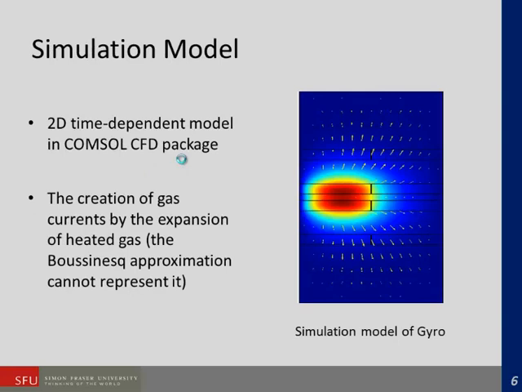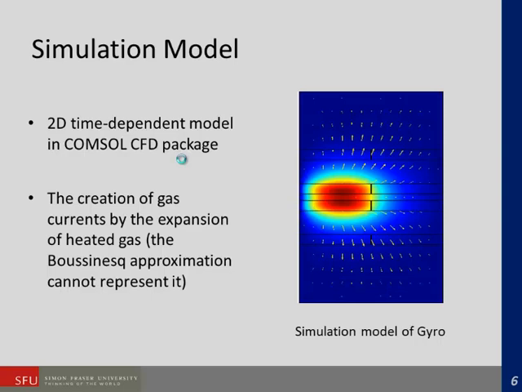Okay, in order to reproduce the experimental results, we had to make a model, and we built this model. It's a two-dimensional model in the COMSOL CFD package. The interesting point is that although COMSOL provides a natural convection module, unfortunately we couldn't use it, because the main principle of gyro operation here is due to the expansion of gas because of the heated gas.